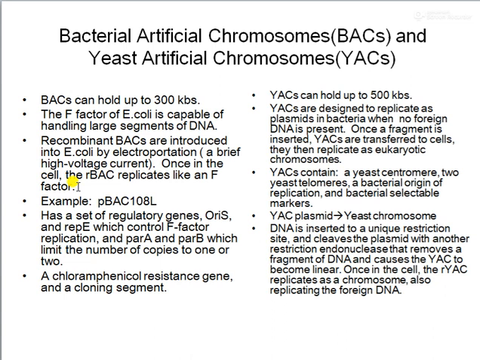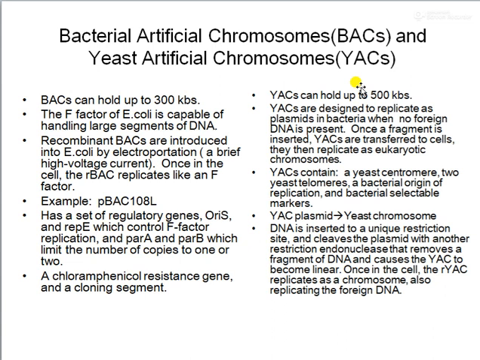So this is somewhat similar to that of the F factor itself. The bacterial artificial chromosome is somewhat like the F factor, and it can incorporate about 300 kb of DNA. Now we have pBAC108L, and it has a set of regulatory genes, oriS, repE, with control factors parA and parB, and a chloramphenicol resistance gene is also present in the BAC, and the principle is almost the same. I'm not going into the details of it much.